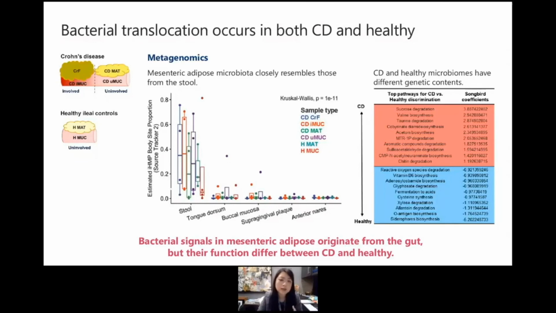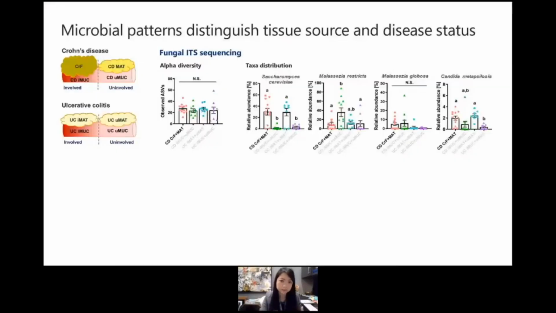But the Crohn's disease communities, especially those found in the creeping fat, are geared towards sulfur metabolism and so forth. And so with the metagenomics data set, what we found is that, yes, there is microbial translocation, and it also occurs in healthy tissue. It's not just in Crohn's, but the microbial function is actually very different in Crohn's versus healthy.